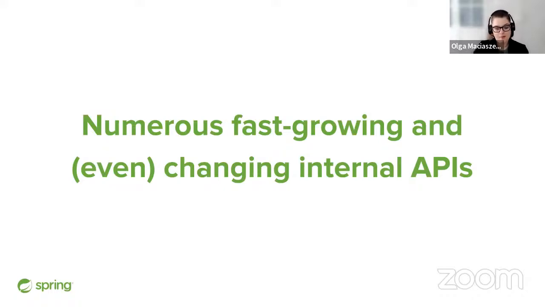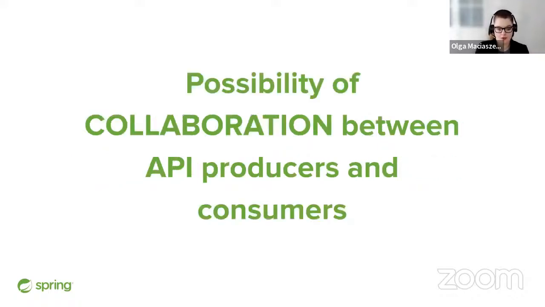So as the APIs and the communication within our system was part of the functionality, we had to be able to change it, and we started treating it very differently. It was not this fixed and stable thing anymore. But this has also introduced the possibility to collaborate between the producers of the API and the consumers of the API.